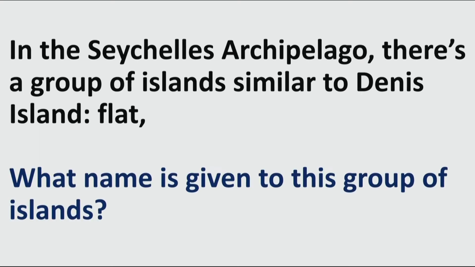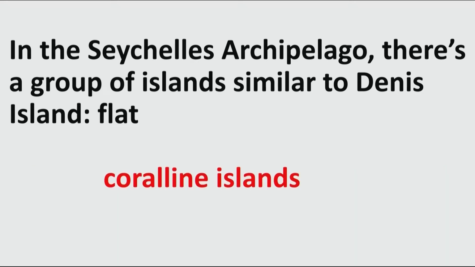All right? So in the Seychelles Archipelago, there's a group of islands similar to Denis Island, meaning a group of islands which is flat. So what name is given to this group of islands? Okay, this group of islands is called Coralline Islands. This group of islands similar to Denis Island, flat, is called Coralline Islands.